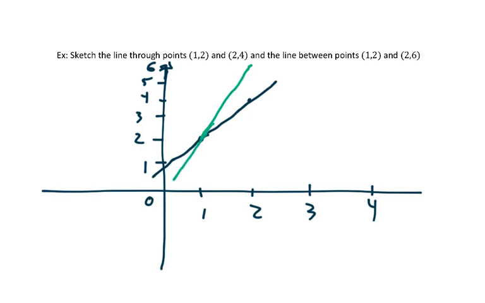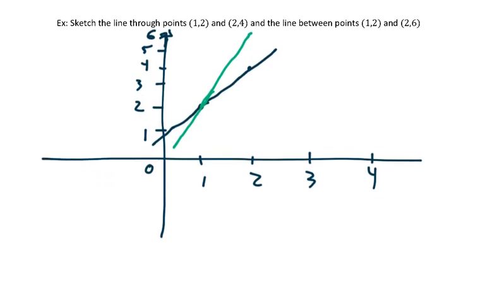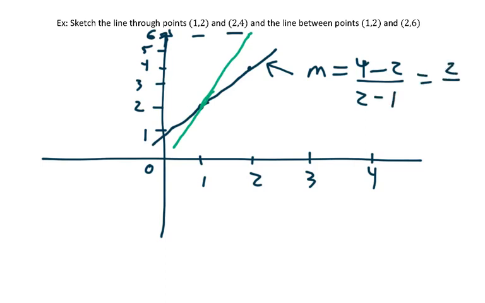Okay? Now, let's calculate the slope of each. So for the first line here, let's get the slope of that. Here, we have these 2 points. So we're going to have 4 minus 2, change in y, over change in x, 2 minus 1. So that's going to be 2 over 1, which of course is just 2.